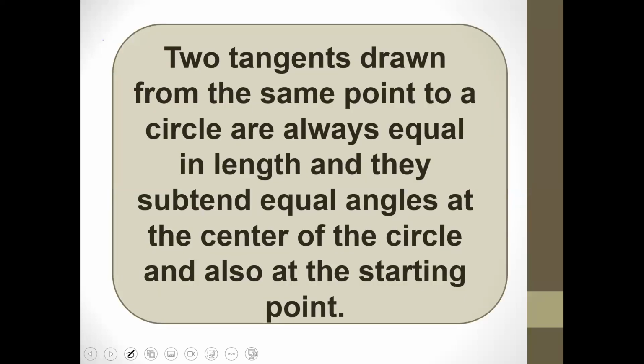Now we have to do number 7. Two tangents drawn from the same point to a circle are always equal in length, and they subtend equal angles at the center of the circle and also at the starting point. You have to copy this.